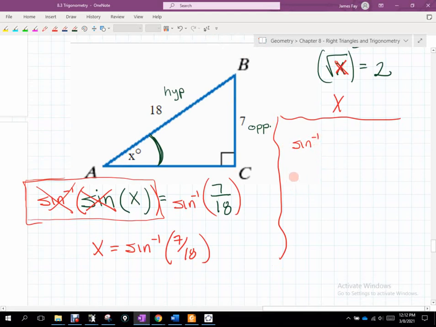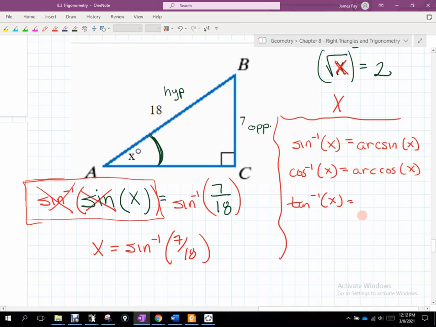Sine inverse of x, cosine inverse of x, and tangent inverse of x, they have other names. Okay? We can call sine inverse arc sine. Cosine inverse is arc cosine. And tangent inverse is arc tangent. So if you ever see that notation, these mean the exact same thing. Okay? It's kind of the old world notation before technology. That's what they call them.